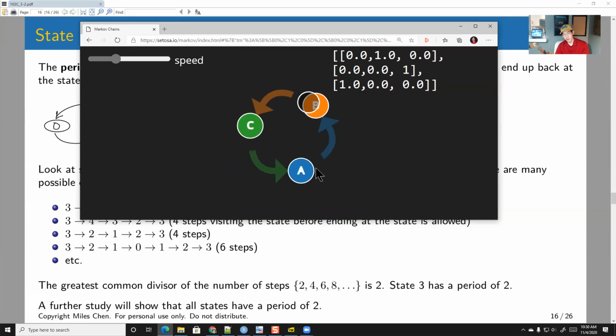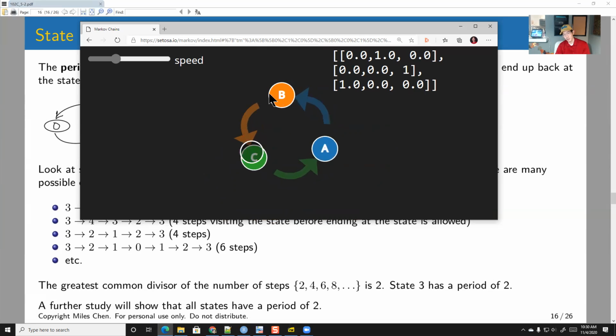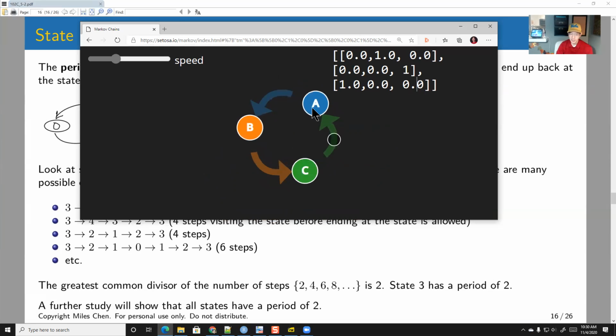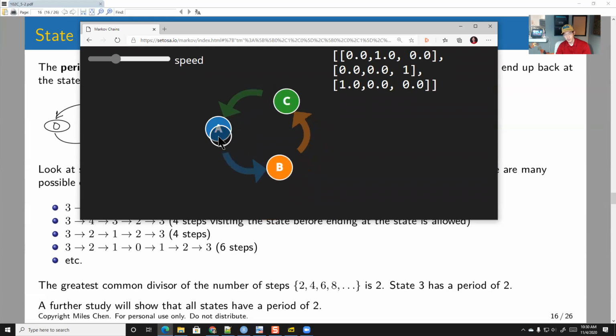So this has a period of 3. To start at A and end up back at A, it takes 1, 2, 3 steps. To start at B and end up back at B, it takes 3. So state A has a period of 3.